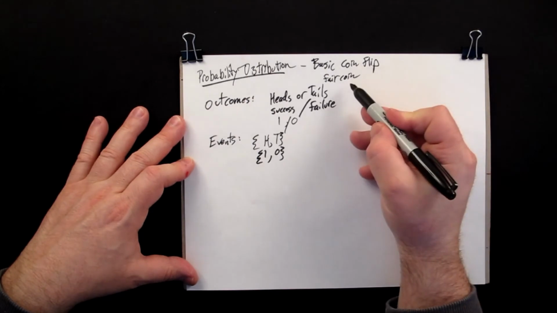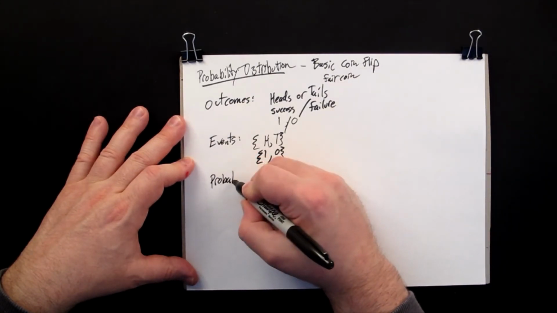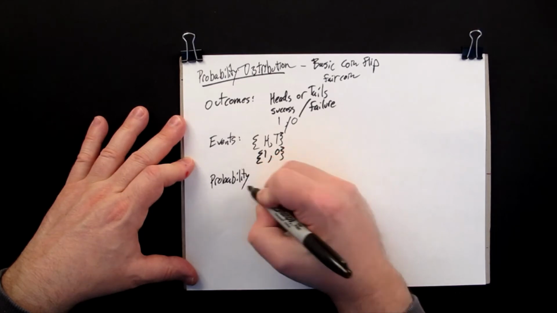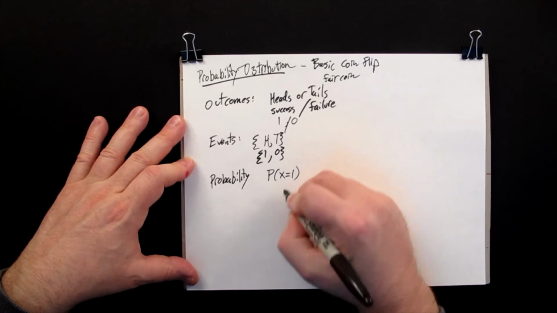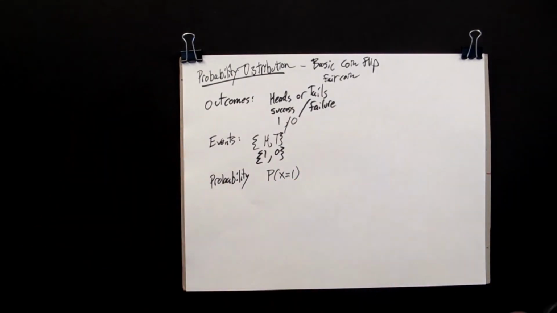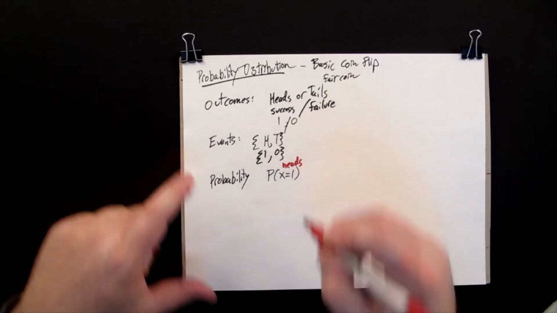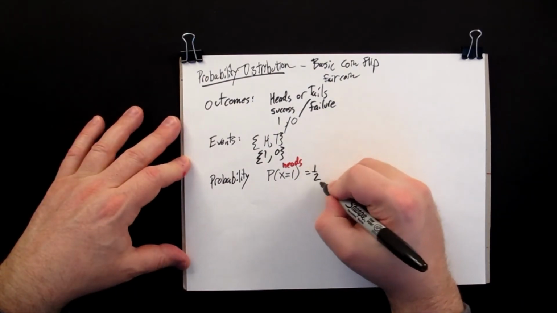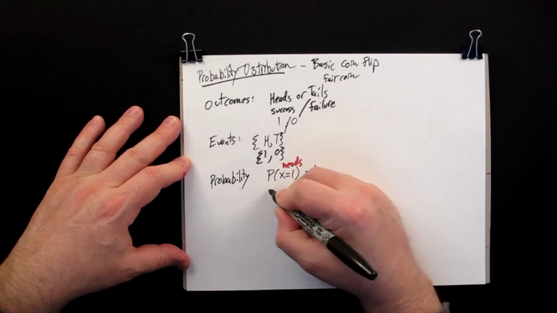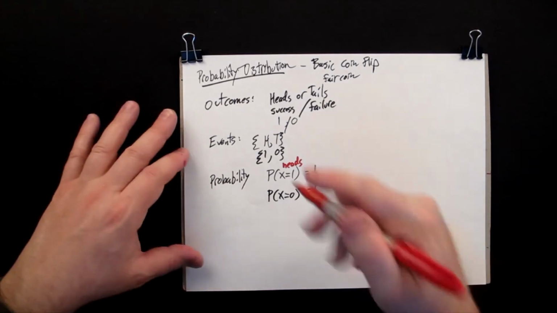And again, we're talking about a fair coin, so the probability for each of these events, so for x being 1, that's heads, is 1/2, and it's 1/2 also for x equaling 0, which is tails.